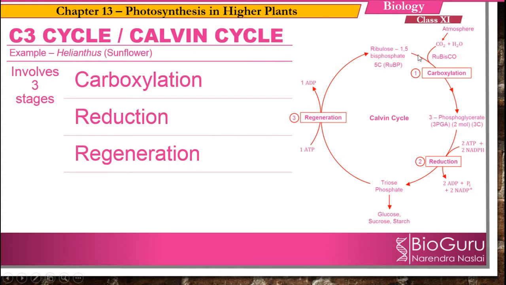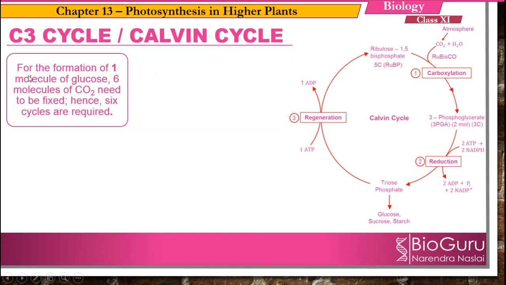So here, in order to form glucose, that is sugar, we know that glucose is a hexose, means it is a 6-carbon compound. So in order to produce one glucose molecule, 6 carbon dioxide need to be fixed. That means this cycle has to be repeated 6 times. That we will see.